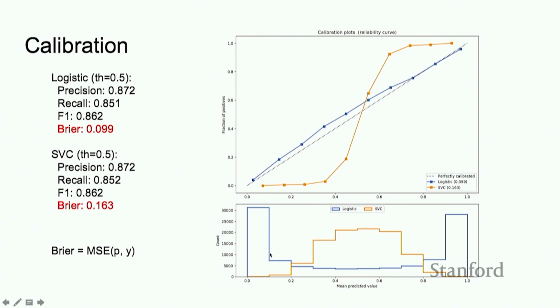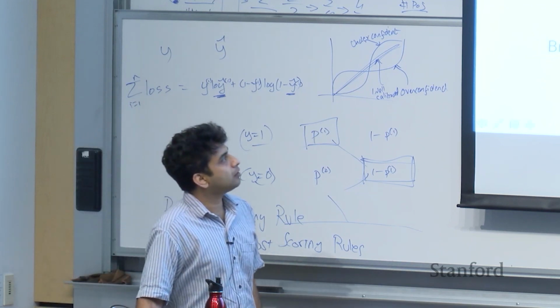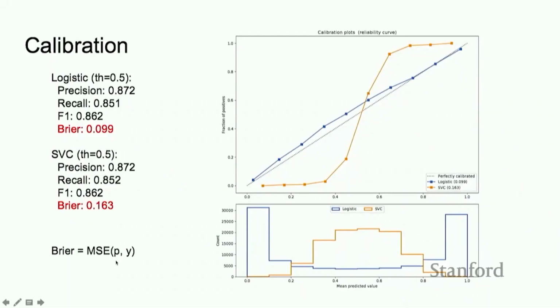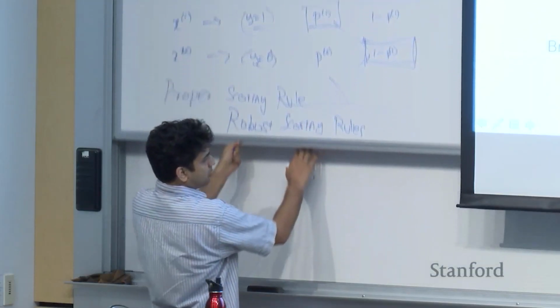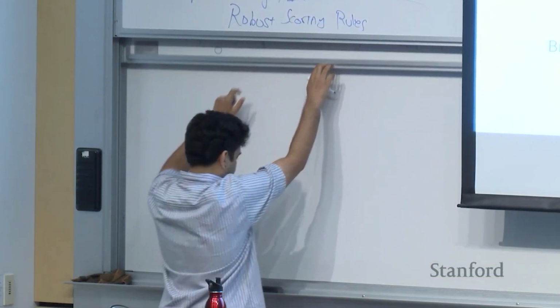So just like the log loss that we saw over here, there is this other score that you can use called the Brier score. The Brier score is very similar to the mean squared error.